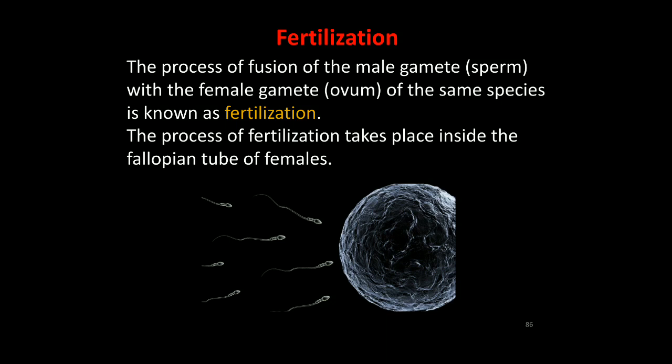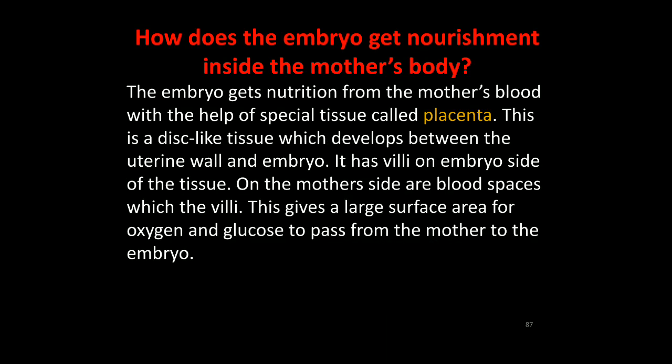The process of fertilization takes place in the fallopian tube of females. How does the embryo get nourishment inside the mother's body? When the male gamete and female gamete fuse together in the fallopian tube, the first cell is formed, that is called zygote. The fusion of male gamete sperm with the female gamete ovum or egg gives rise to zygote. That is the first cell of a new organism.